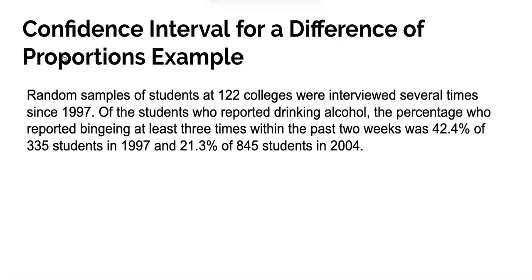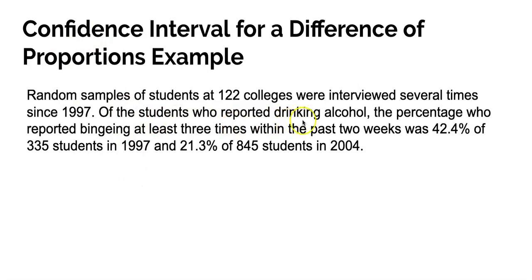Random samples of students at 122 colleges were interviewed several times since 1997. I like that word random over there, guys, right? It's a random sample, so one of the assumptions is checked. 122 colleges were interviewed. So how many people, huh? Let's see. But they said the words since 1997. So back in 1997, what did they find out?